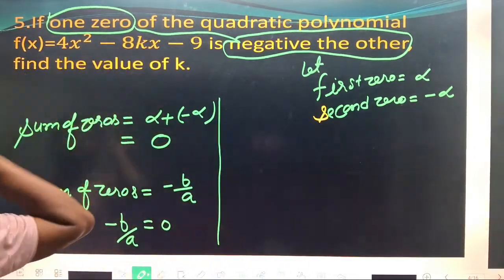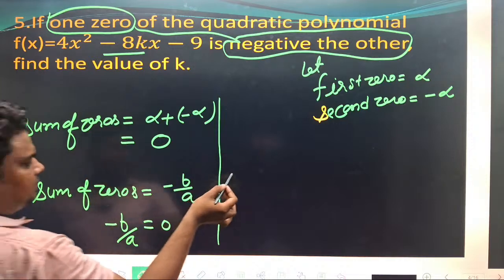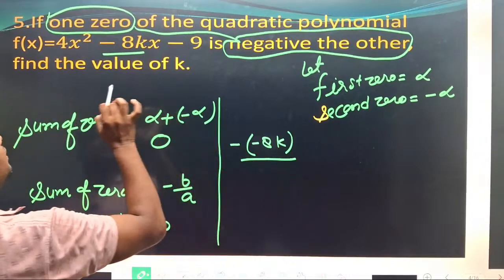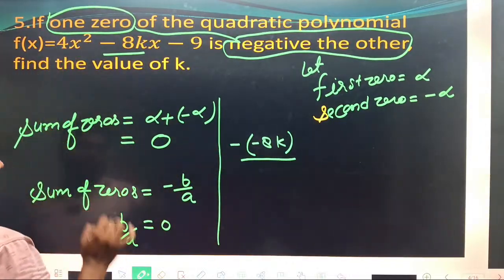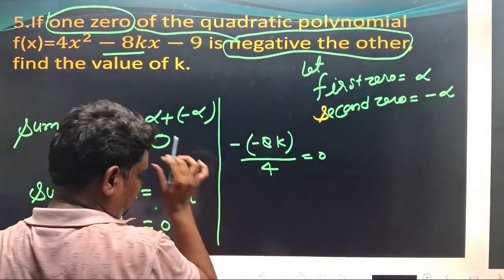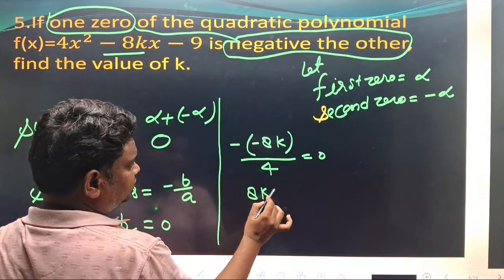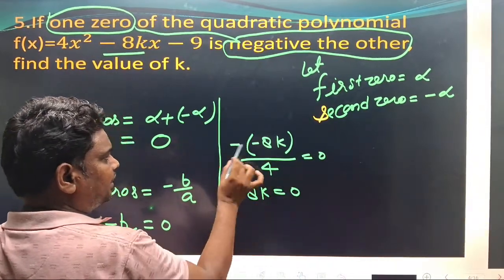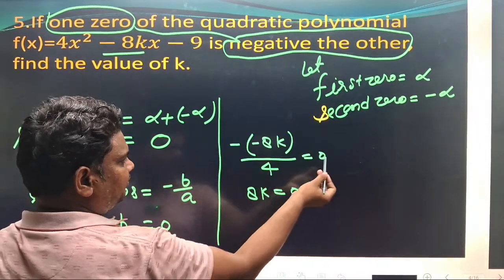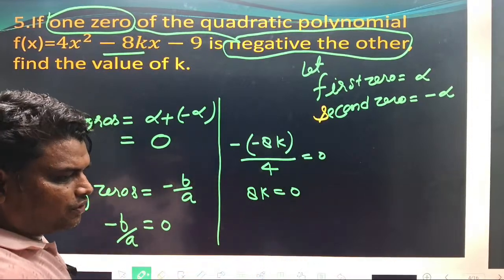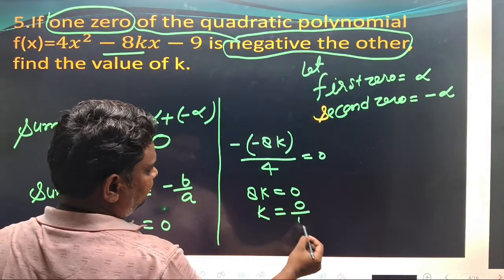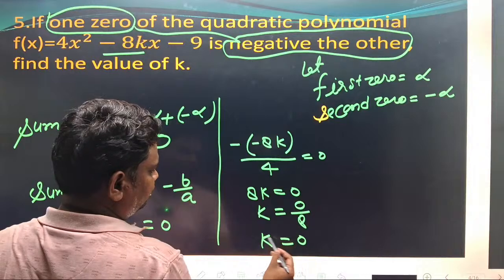Now what is the value of b? Minus 8k. And the value of a is 4. So minus of minus 8k over 4 equals 0. The negatives multiply and come out positive, 8k over 4 equals 0. 4 multiplied by 0 gives 0. Then k is equal to what? 0 divided by 8, so k is equal to 0.